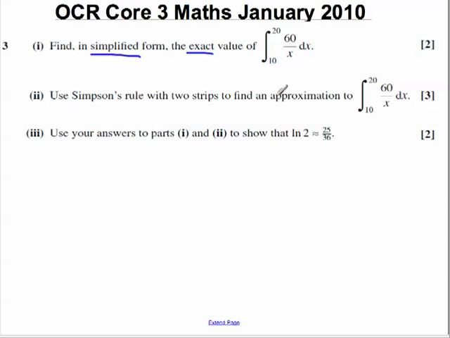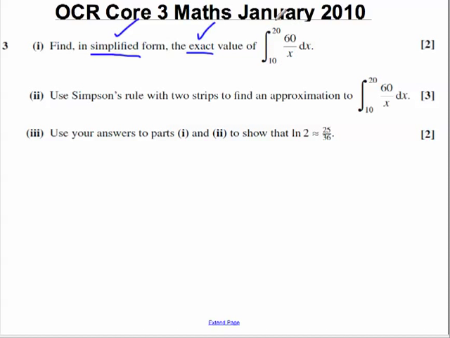Couple of things to mention before we start. In simplified form means simplify as much as you possibly can to get one of the marks. Exact means do not use your calculator and round to 3 significant figures like you're used to. They want an answer that has fractions or surds or logarithms or something like that. Leave it in exact value.